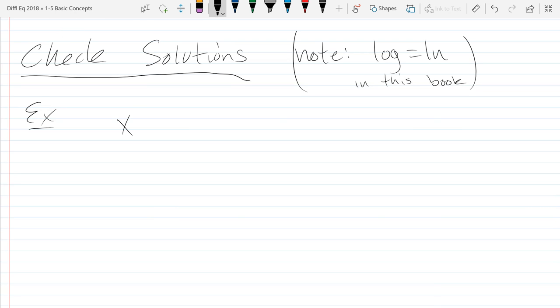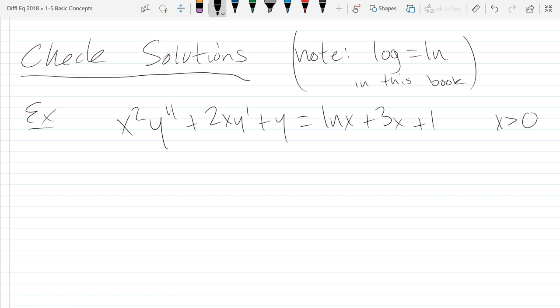All right, so our first equation: x squared y double prime plus 2x y prime plus y equals ln x plus 3x plus 1. And we have to make sure on this that x is greater than 0 or it'll mess up our natural log here. So there's two possible solutions. I think one is and one is not.